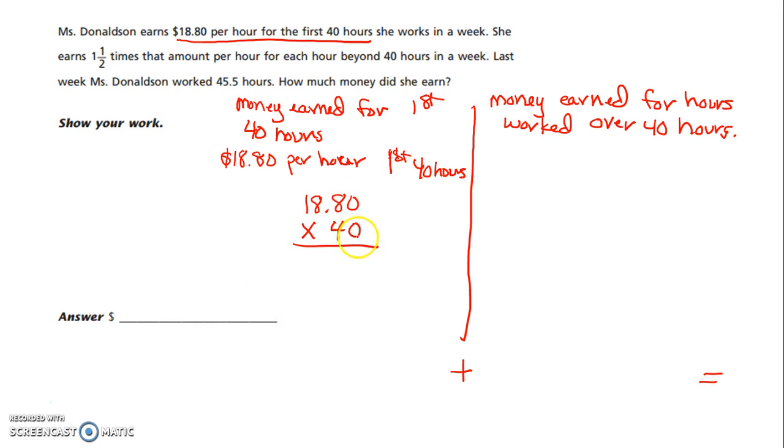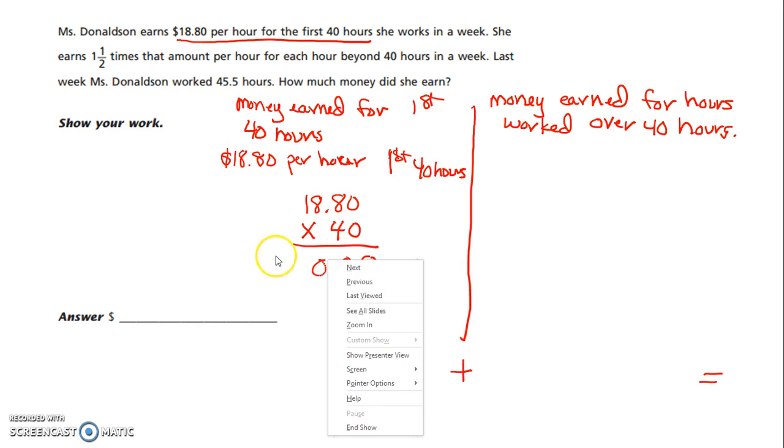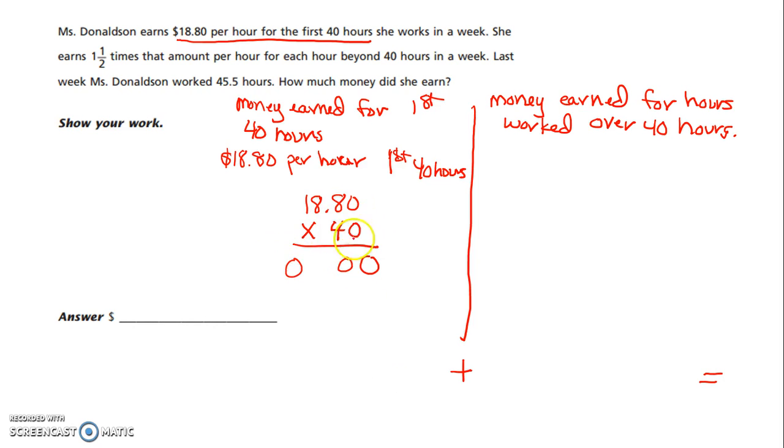Let's see, 0 times 0 is 0. 0 times 8 is 0, 0 times 8 is 0, 0 times 1 is 0. I could have just put a 0 placeholder, but that's all right. Now I'm moving over to the tens place, so now I have to put a 0 placeholder. 4 times 0 is 0. 4 times 8 is 32. Put down a 2, carry a 3.